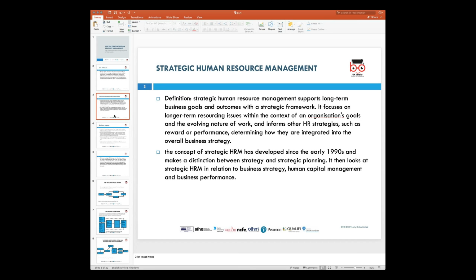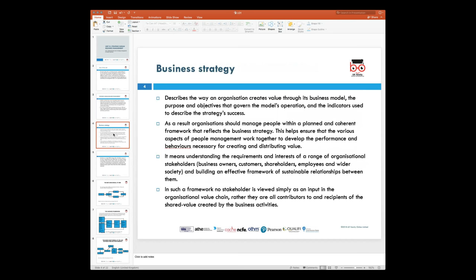Now, when you look at the definition of business strategy, or business and strategy, this is a process through which the organization defines its long-term goals and objectives, and then creates policies and processes around which these goals and objectives can be achieved by the employees or the staff workers within the organization.